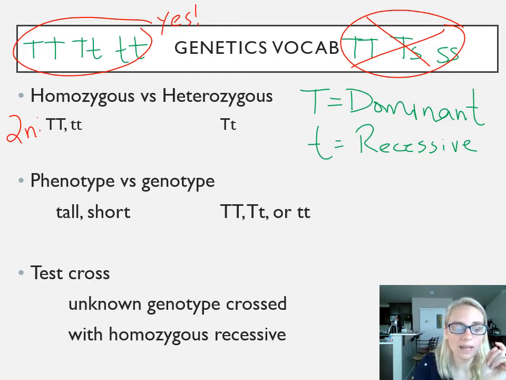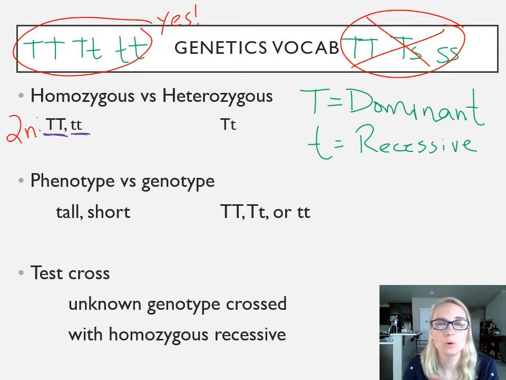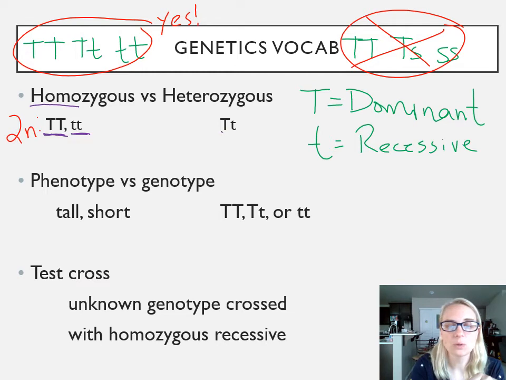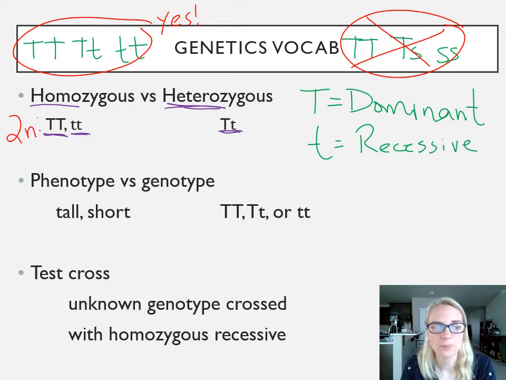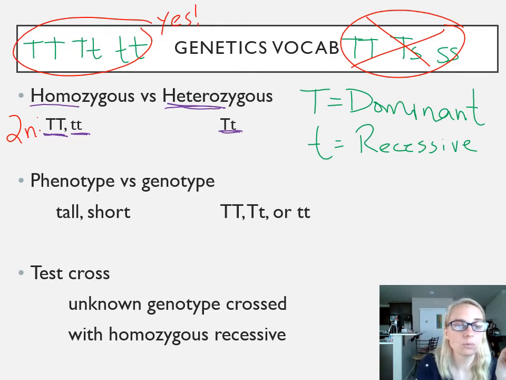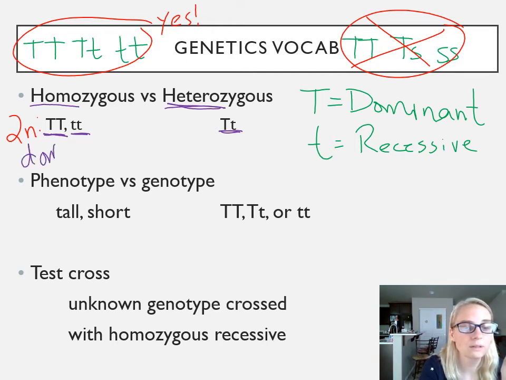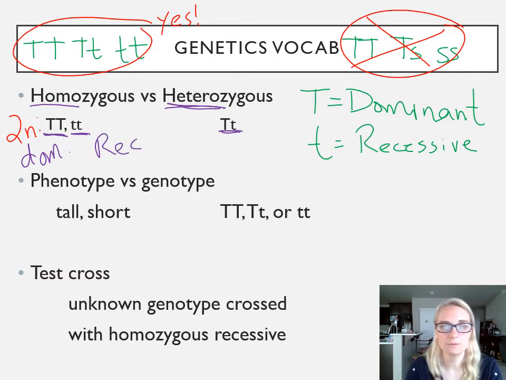If you have two of the same, both capital or both lowercase, you are said to be called homozygous. Homo means the same. Zygous is referring to your chromosomes or your genetic information. If you have one of each, so a capital and a lowercase, you're called heterozygous. Hetero means different. So the way that we would distinguish these two homozygous is we would call this homozygous dominant, and this is homozygous recessive. Okay, so that's the language you would use when you're describing the characteristics of these organisms.